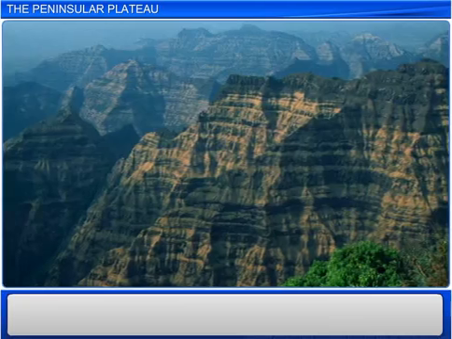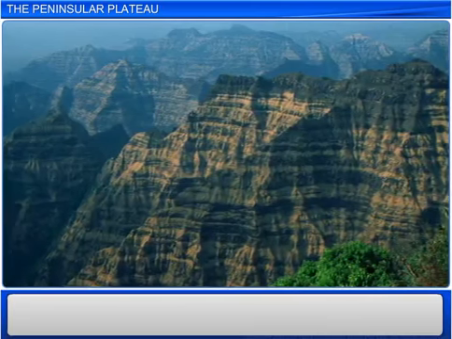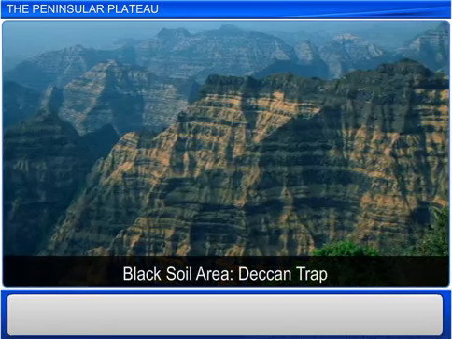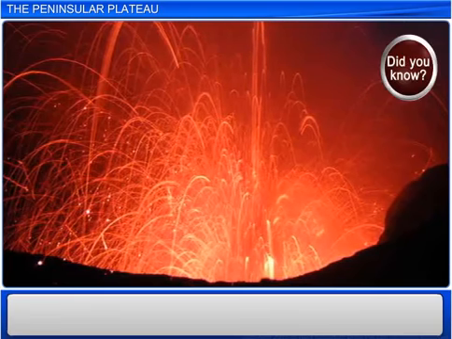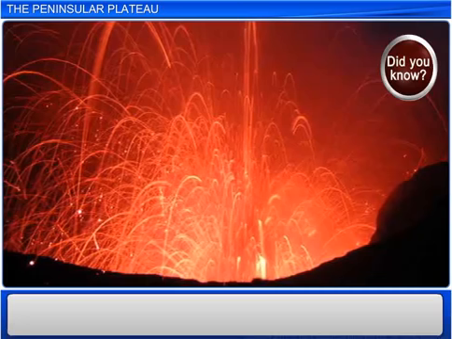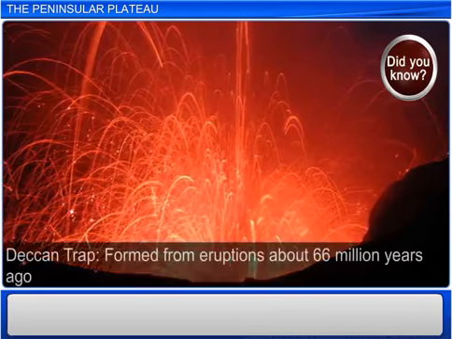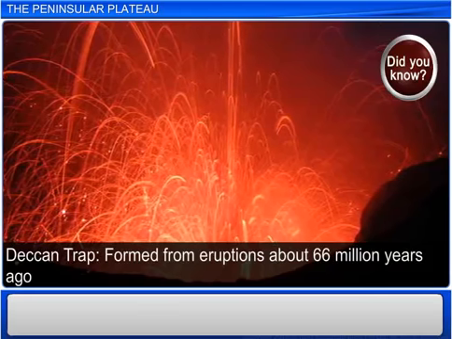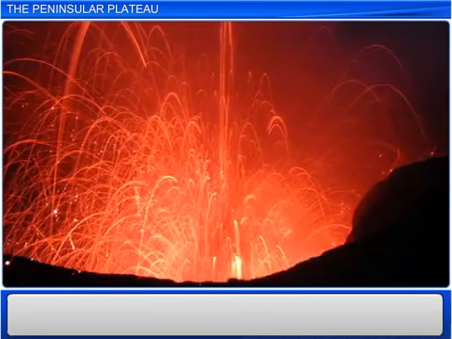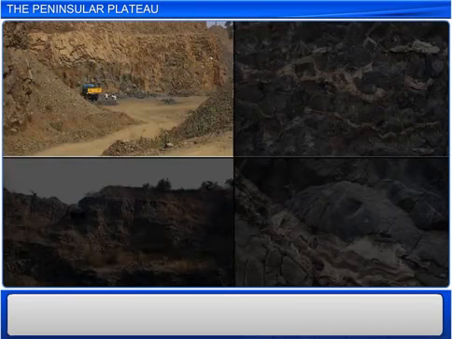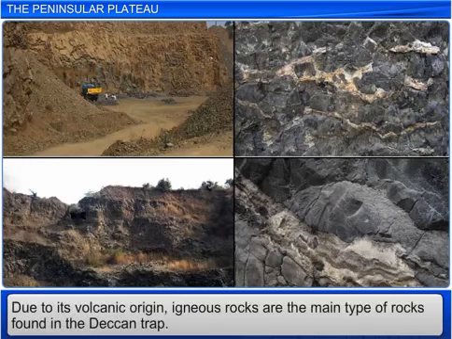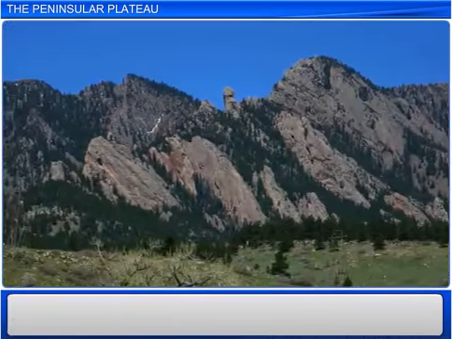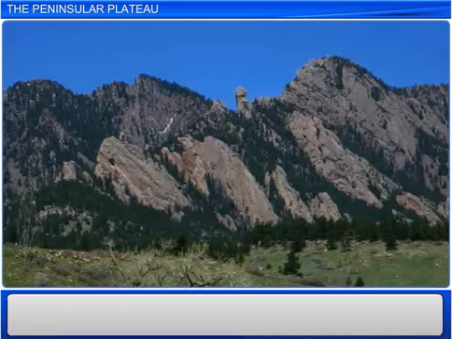One of the distinct features of the peninsular plateau is the black soil area, known as the Deccan Trap. The Deccan Trap is of volcanic origin. Did you know the volcanic beds of the Deccan Plateau were formed in the massive Deccan Trap's eruptions about 66 million years ago? The igneous rocks found in the region clearly indicate the volcanic origin of the Deccan Plateau. The black soil in the plateau was formed as these igneous rocks denuded over time.